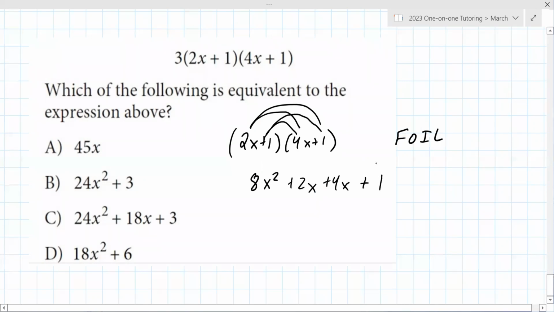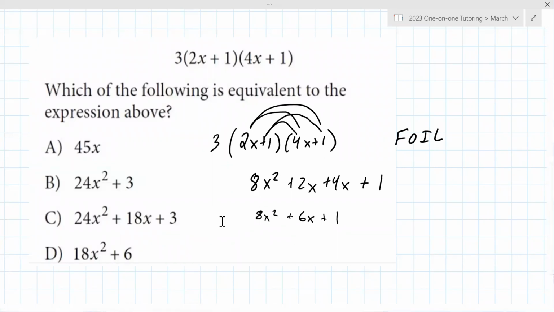Good, good. Now this is where maybe the difference occurred. So this is 8x squared plus 6x plus 1. Now you do need to bring the 3 down. The 3 is part of the answer. But notice that there are 3 terms in the answer. Which of these has 3 terms? C. See, there's always kind of a way to do these problems without actually doing them. But if you're ever not sure, you can always look for those things too to sort of confirm your answer.